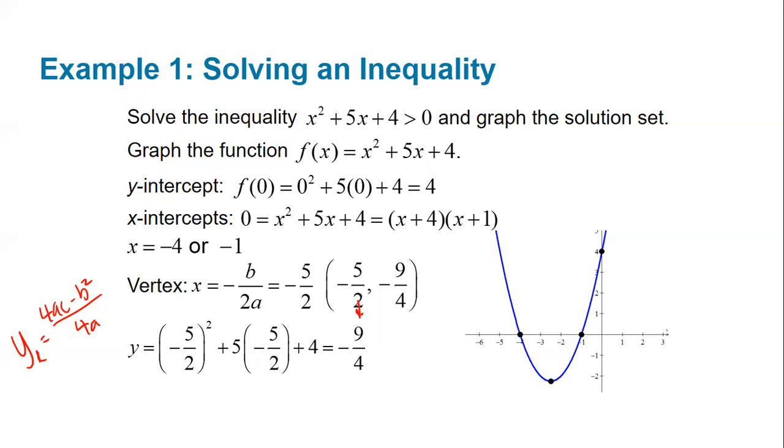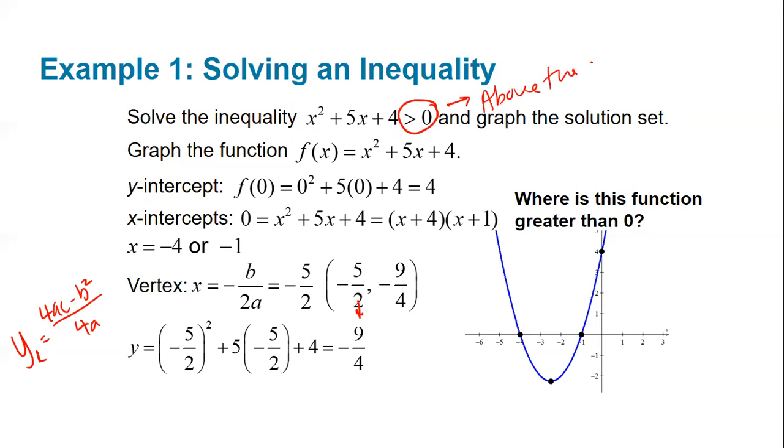Now we're going to do the algebra, the 2.4 part of it. And 2.4 is saying, where is this function greater than 0? The reason we know it's saying that is because it says right here, x squared plus 5x plus 4 is greater than 0. When something is greater than 0 on a graph, that means it's above the x-axis. That's what it's asking us: when is this function above the x-axis?